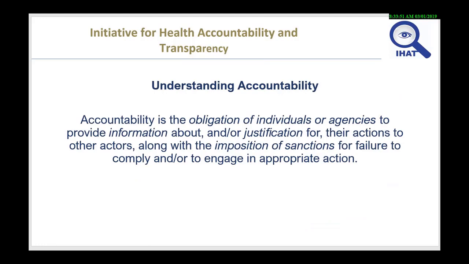What is our understanding of accountability? Accountability primarily is the obligation of individuals or institutions, the agencies, to provide information about their actions or to provide justifications for their actions to other actors. And it also includes imposition of sanctions for failure to comply or to engage in appropriate action. So we can say it's a two-way traffic. You must provide information or justification for your actions, and it also involves imposition of sanctions for inappropriate action.